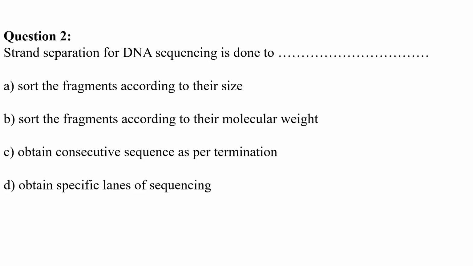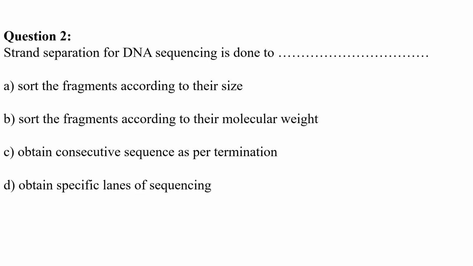Strand separation for DNA sequencing is done to dash. Option A, to sort the fragments according to their size. Option B, to sort the fragments according to their molecular weight. Option C, to obtain the consecutive sequence as per termination. And option D, to obtain specific lanes of sequencing.